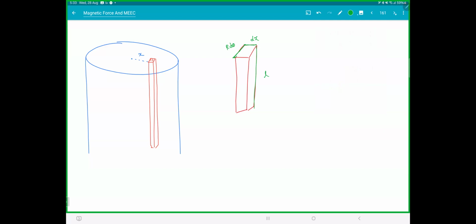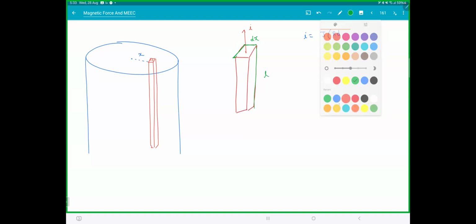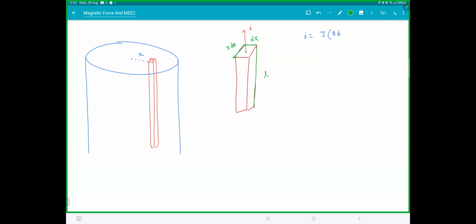So on this small piece, we have a current I flowing like this, where I is nothing but J into that area, which is x dθ into dx. So this small length was dθ, a small piece. So the current in that section is J into x dθ into dx. That is the current in that small section.